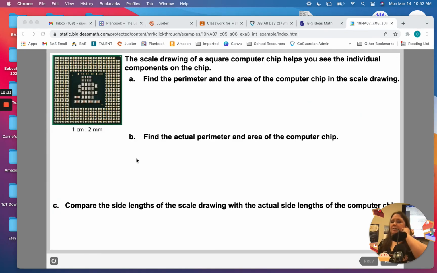All right, 7th grade, this is example 3. Put this in your journals. The scale drawing of a square computer chip helps you see the individual components of the chip. Find the perimeter and the area of the computer chip in the scale drawing. So this is a picture of a computer chip.